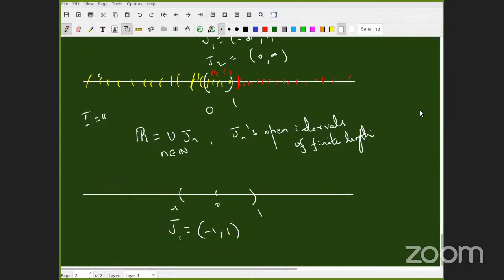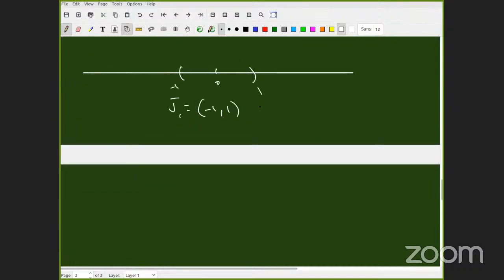Yes, Jayashree. J2 is the open interval (-2, 2). Very good. What is J3? Open interval (-3, 3). Very good. Therefore, for general Jn, what should Jn be? Open interval (-n, n).